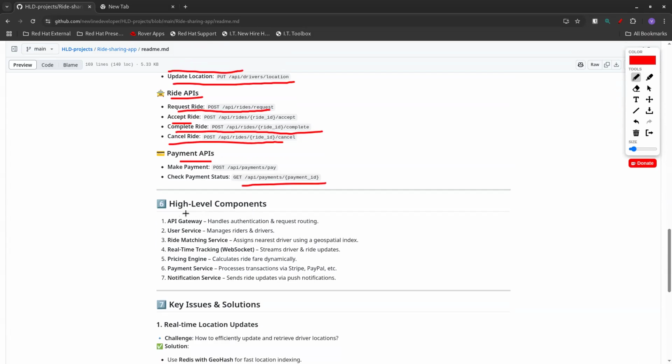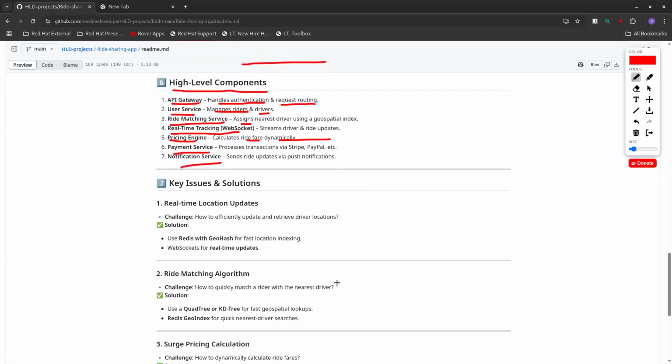And then what are the high level components we need? We need an API gateway that will handle authentication and request routing. We need a user service that will manage rider and driver details. We need a ride matching service that will assign the nearest drivers using a geospatial index. And a real-time tracking service, for which we can use WebSockets, that will stream rider and driver updates. The pricing engine will calculate the ride fare dynamically. The payment service will process transactions via Stripe or PayPal. And notifications will send ride updates via push notification. These are the high level components we need.